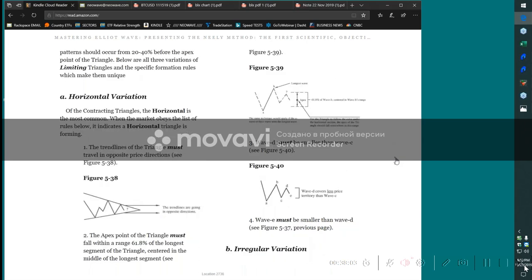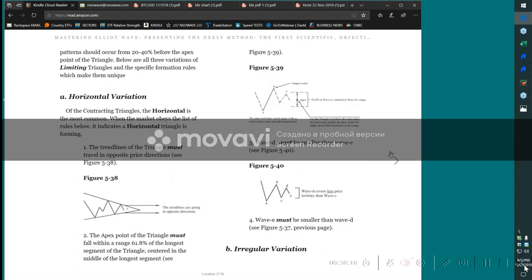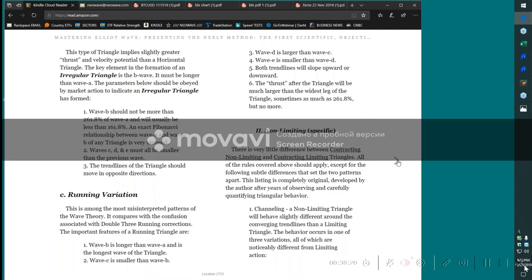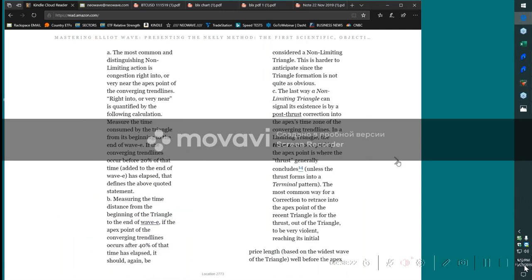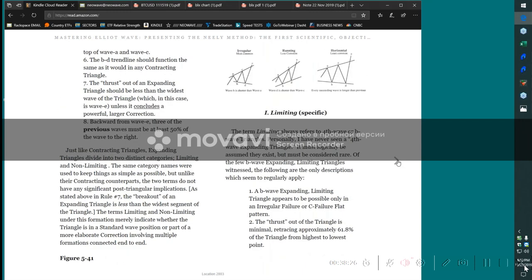Okay, let's move on. All these variations aren't that important. It just deals with whether the pattern's drifting or not drifting. What becomes more important is discussing the non-limiting situation. So when you're dealing with non-limiting triangles, you're going to get certain kinds of behavior that you don't see in limiting triangles.